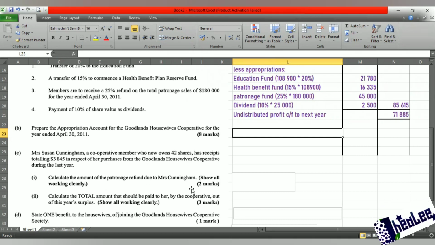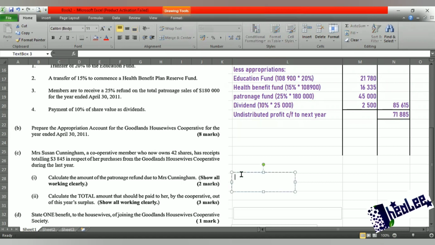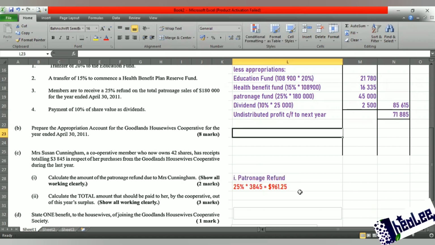Now, in order for you to ascertain the value of patronage that Mrs. Cunningham would get, you would multiply the value of purchases that she has made from the business by the 25% patronage refund. So that would be 25% of the $3,845, and that would give us the patronage refund payable to Mrs. Cunningham. Now, that is part 1 of C. Part 2, calculate the total amount that should be paid to her by the cooperative out of this year's surplus.